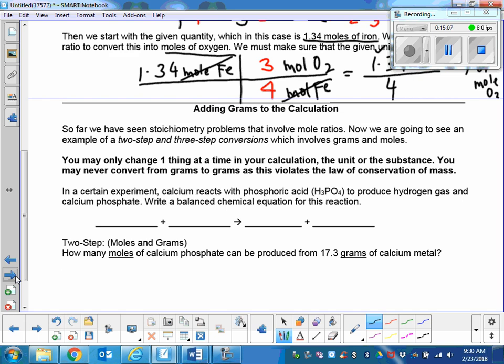Let's do another reaction. All right? Here is a reaction. Calcium reacts with phosphoric acid to produce hydrogen gas and calcium phosphate.